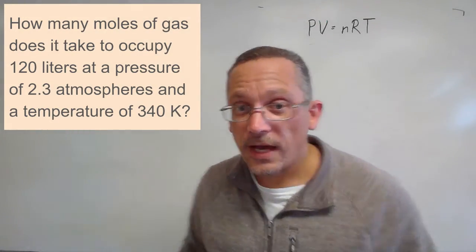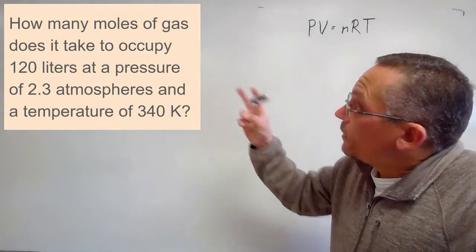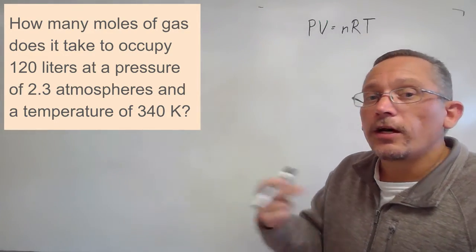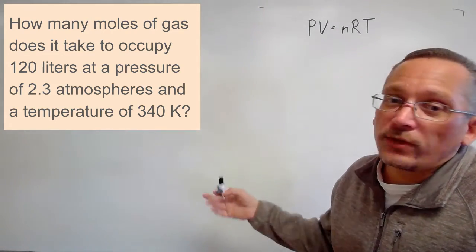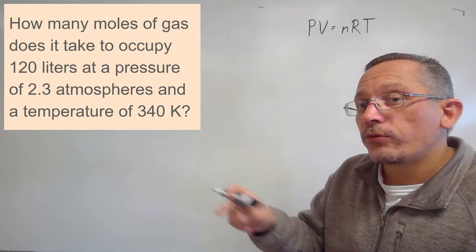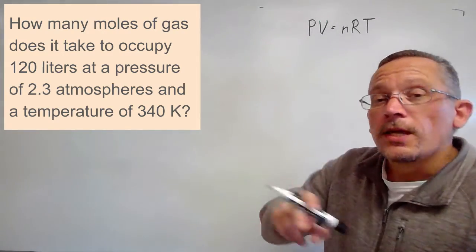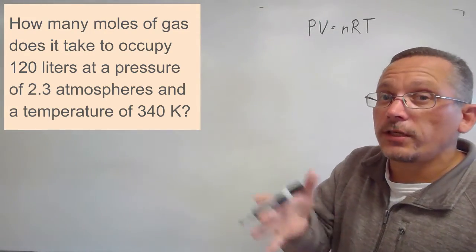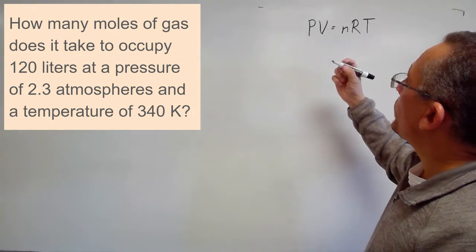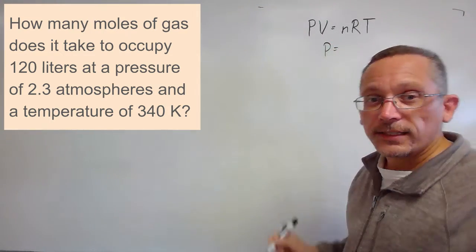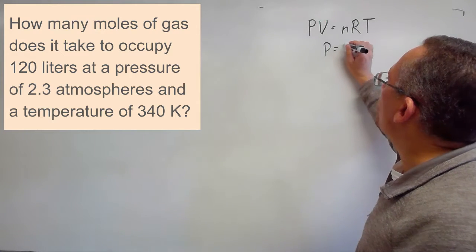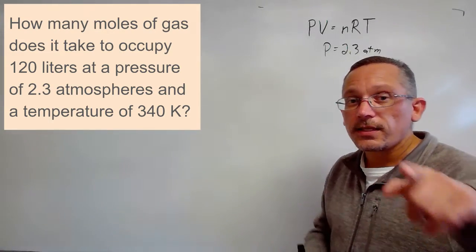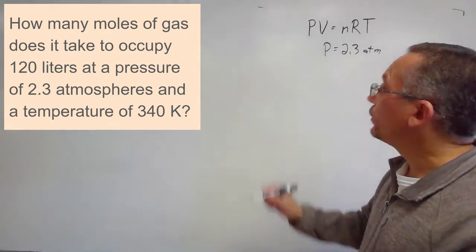Let's have an example of how to use this equation. Our example says: how many moles of gas does it take to occupy 120 liters at a pressure of 2.3 atmospheres and a temperature of 340 kelvins? So let's go through and identify what each one of these numbers is. We'll make a list, and then we'll see if we need to convert anything. It says that the pressure is 2.3 atmospheres. Let's see, it doesn't tell me a volume, does it? It does. It tells me 120 liters for the volume.